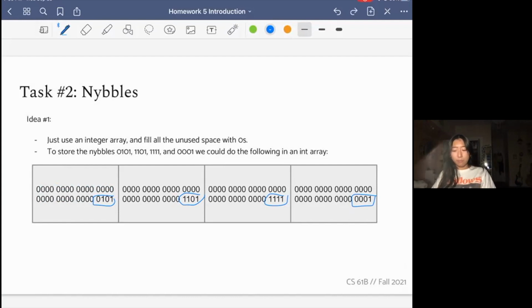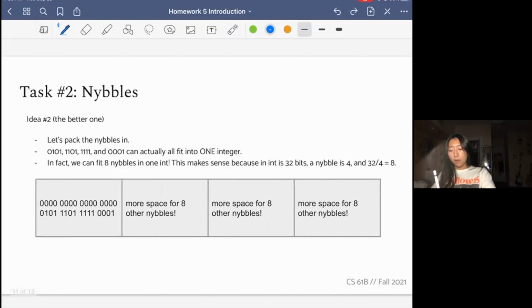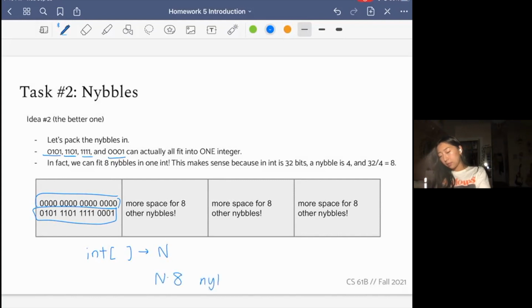And so you realize we can just pack the nibbles in. All 4 of these nibbles can actually fit into one integer, right? We can put them in right here. And in fact, we can fit 8 nibbles in an integer. We have even more extra space. This makes sense because an int is 32 bits, a nibble is 4 bits, and 32 divided by 4 is 8. So we can fit 8 nibbles in one int. Or in other words, if our int array is of length n, then we can store within it n times 8 nibbles. An int array with n ints can hold n times 8 nibbles.